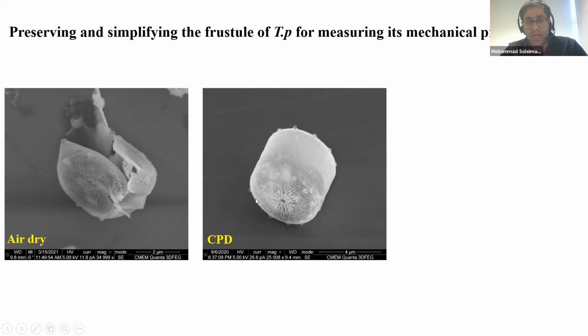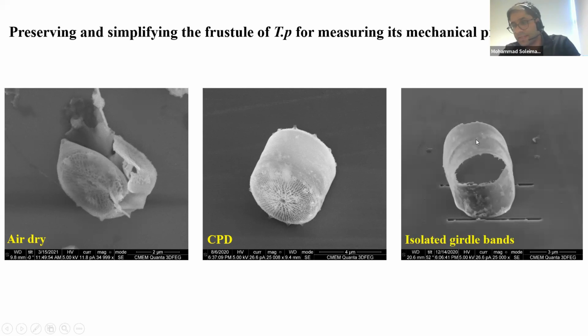And then we have to remove the valve to make it as simple as possible, something like this, to which we can easily do the mechanical study on it, and later on the modeling of a hollow open-ended cylinder will be really easy. That's an ongoing research that we are working on nowadays.